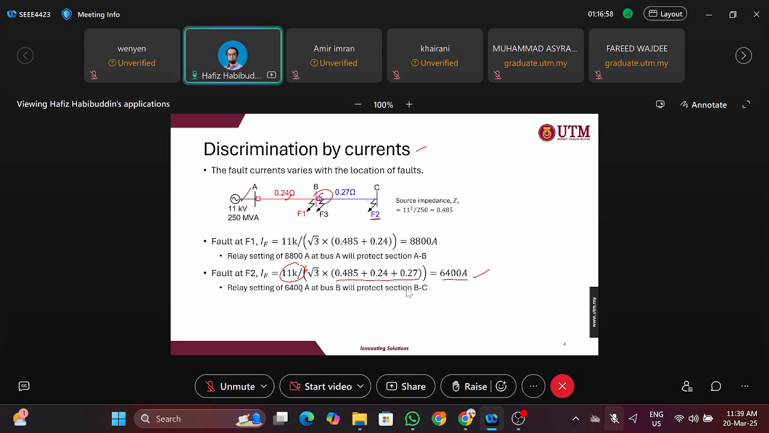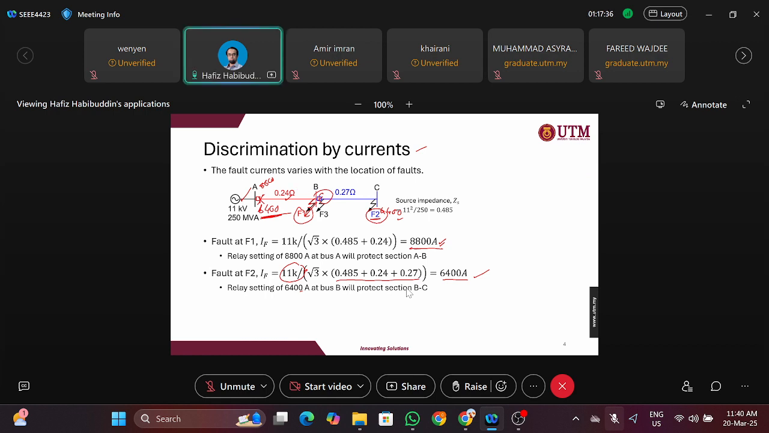Fault current is 6400, so it will trip. This relay will also see 6400, but it is set at a different value. Say it is set according to the fault within its section only. A fault at F1 will produce a fault current of 8800 ampere, so your setting is 8800. The fault current at F2 is lower than that, so this does not trip.